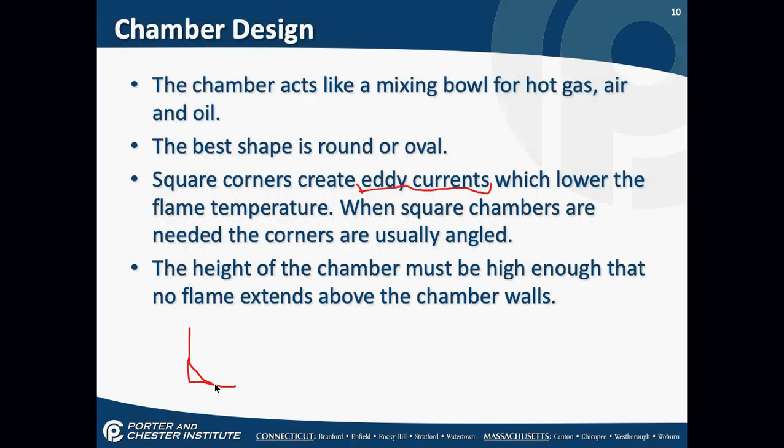The height of the chamber must be high enough that no flame extends over the chamber walls. Most of our combustion chambers do not have a top. They have a bottom, they have 3 sides, but they do not have a top. That's where the products of combustion go. But the chamber has to be high enough that no flame extends over the top of the actual combustion chamber walls.